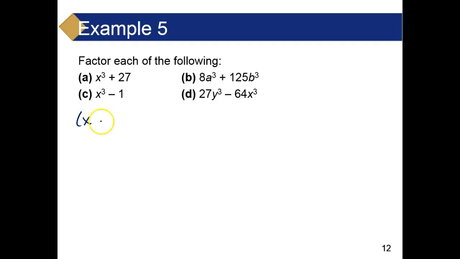X plus 3. Remember I said do that third column. We get to it soon. We're using them now. What's the second factor? X squared minus 3x. Excellent. Plus 9. You got it.